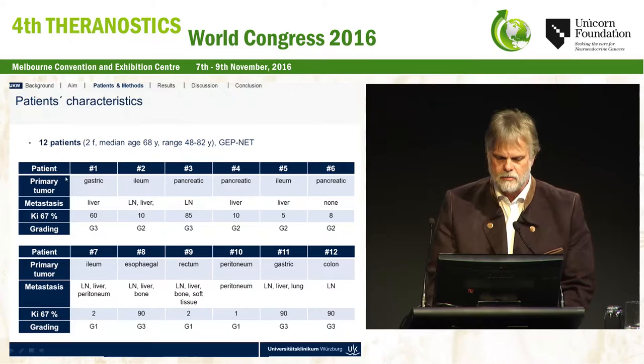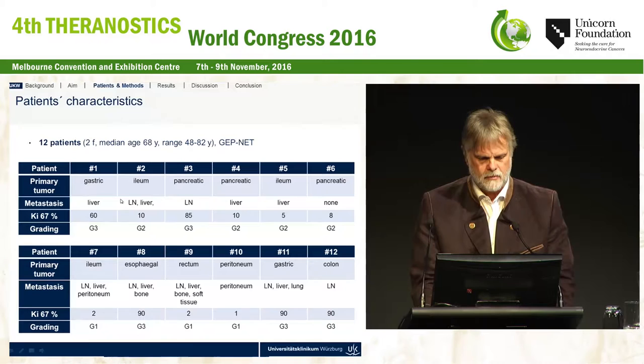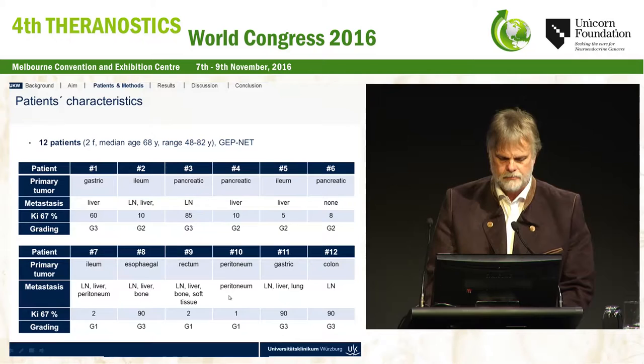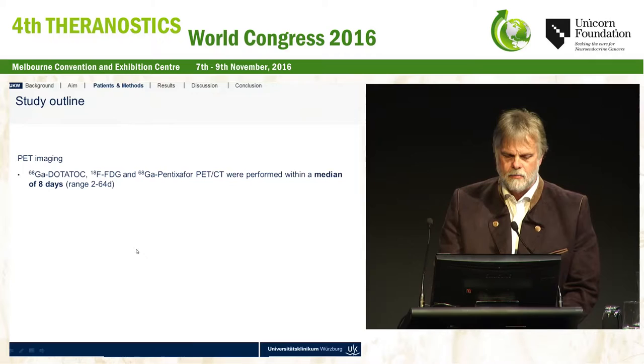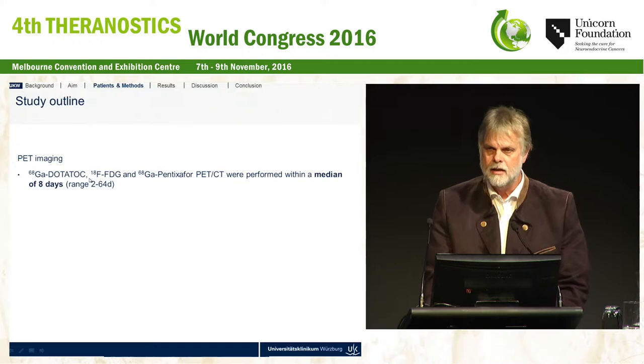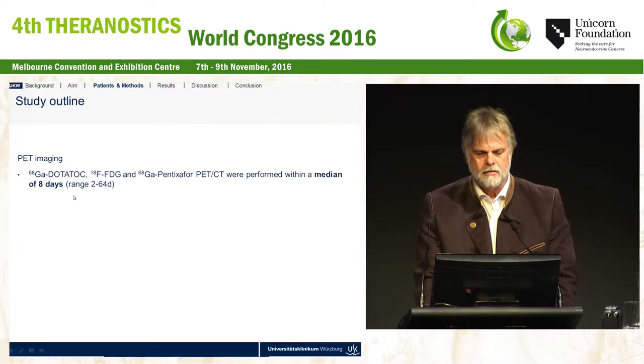Most of the patients, with the exception of one, had metastases, either in the liver or lymph nodes, some in the lung and peritoneum. And the Karnofsky index also varied between 20 and 90. For the methods, we did 3 PET scans, gallium DOTATOC, fluorine FDG, and gallium 68 pentixafor, within a median of 8 days. The range was between 2 and 64 days.